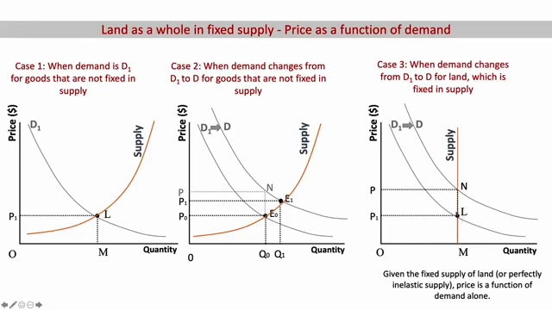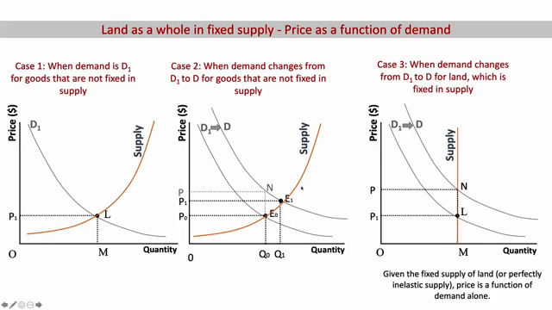This is to say that the equilibrium point, which in this case is L, at the intersection of demand curve D1 and the supply curve, doesn't change unless the demand curve changes. And corresponding to this intersection point, the quantity will always be fixed and the price will only change if the demand changes. There is no change in quantity, the supply is fixed, and therefore price becomes solely a function of demand. This is the case of land.